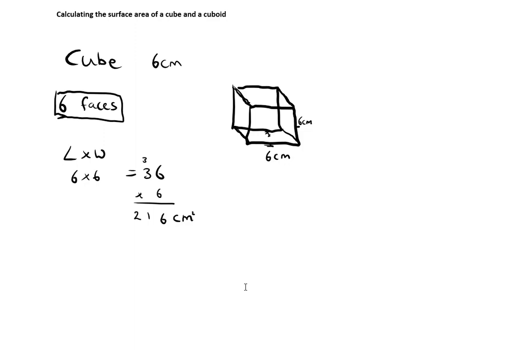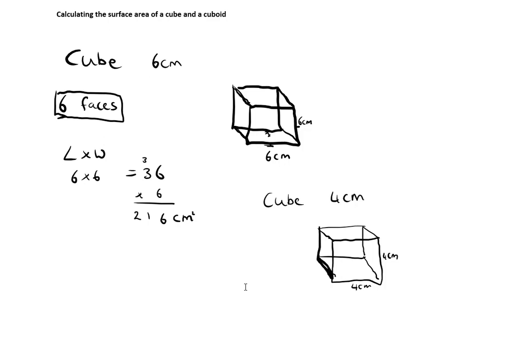Alright, let's try one more example then of a cube. So let's say we get another cube, and this time its faces are 4 centimeters. Let's try and picture a cube. So it's just a collection of squares. We connect it up. And again, we know that its length is 4 centimeters. Therefore, its width is 4 centimeters.